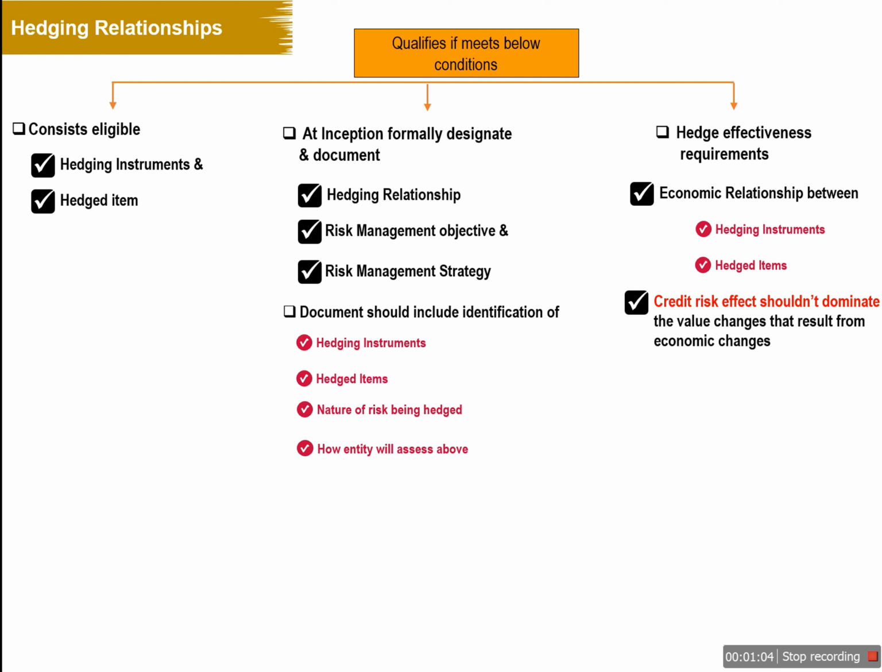The general notion about hedge accounting is that the change in the value of a hedged item and hedging instrument offset the value effect. But because of the credit risk, if the effect is not going to be eradicated, it will not meet the hedging relationship criteria. And next, there should be similar hedging relationships.